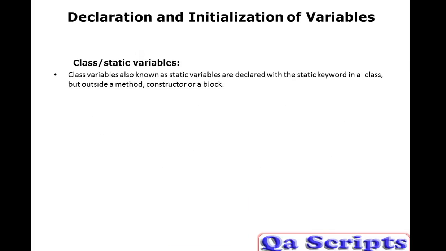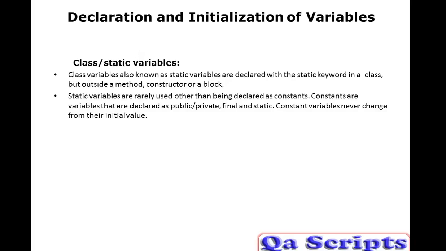The third one is static or class variable. Class variables, also known as static variables, are declared with the keyword static in a class, but outside a method. Again, we are going to declare these variables inside a class but outside a method, and we are going to use a keyword called static.